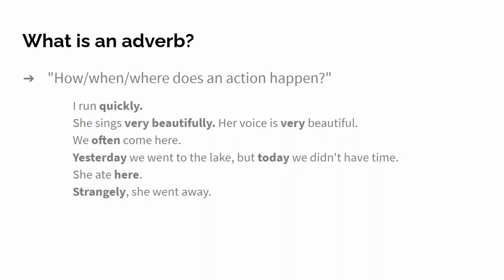Then we often come here, and next sentence with some time adverbials. Yesterday we went to the lake, but today we didn't have time. She ate here, so here is an adverbial of place. And lastly, strangely, she went away. What is interesting here is that the strangely basically is a comment about the whole sentence. So it's a sentence adverbial. It refers to the whole sentence instead of just a word. And yes, like I already said, they can describe manner, place, time or degree.